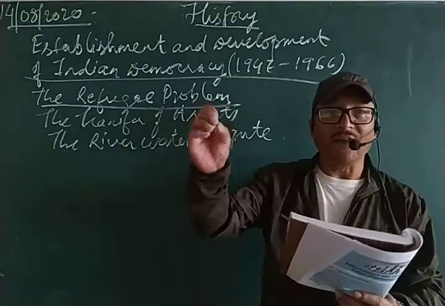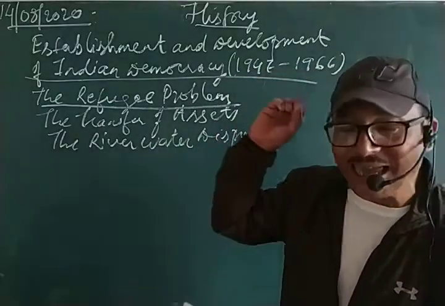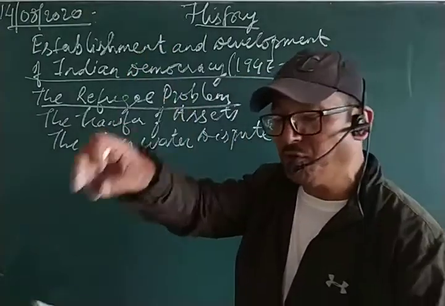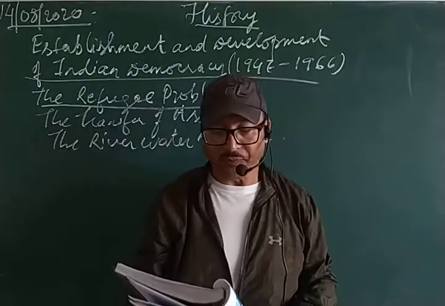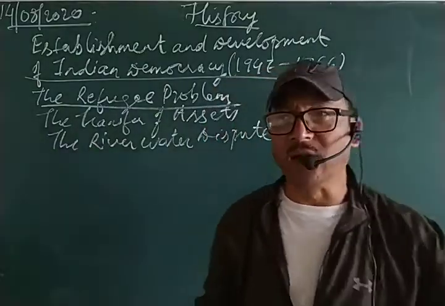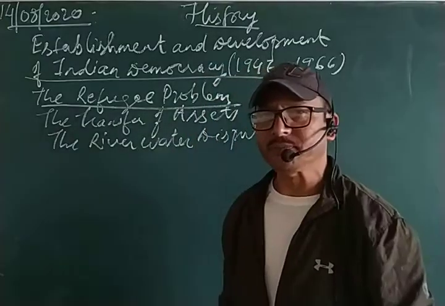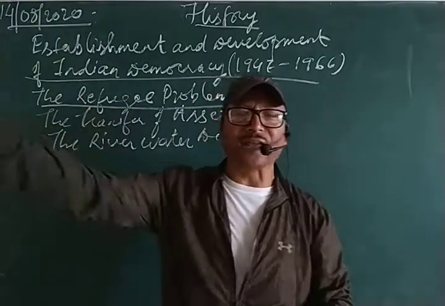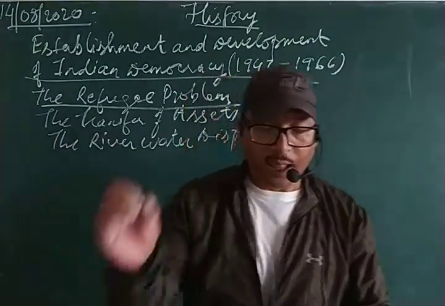Try to understand. After the independence of India and the creation of Pakistan, a large scale of population migrated from both countries. This is known as the refugee problem. So the points should be noted down, dear children. If the question comes, what do you understand by refugee problem, or what is refugee problem, your answer should be very clear: after the independence of India and the creation of Pakistan, a large scale of population started migrating from both the countries. This is known as the refugee problem.